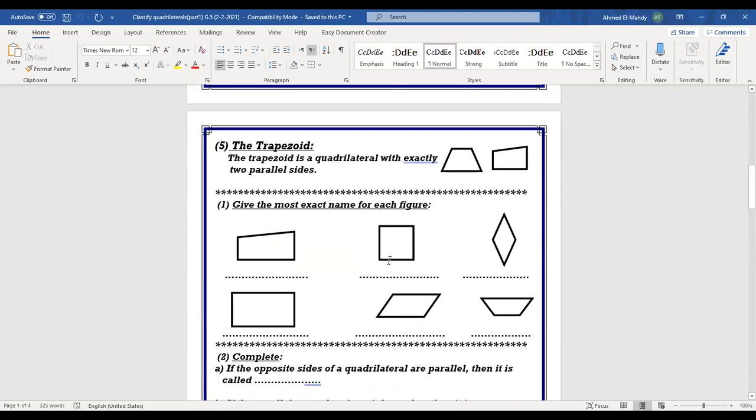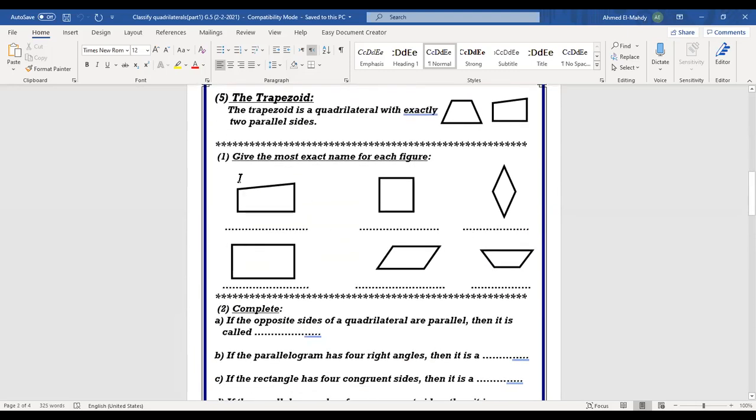Okay. This is a very easy exercise for grade 1. Give the most exact name for each figure. I won't write the name of each figure here.